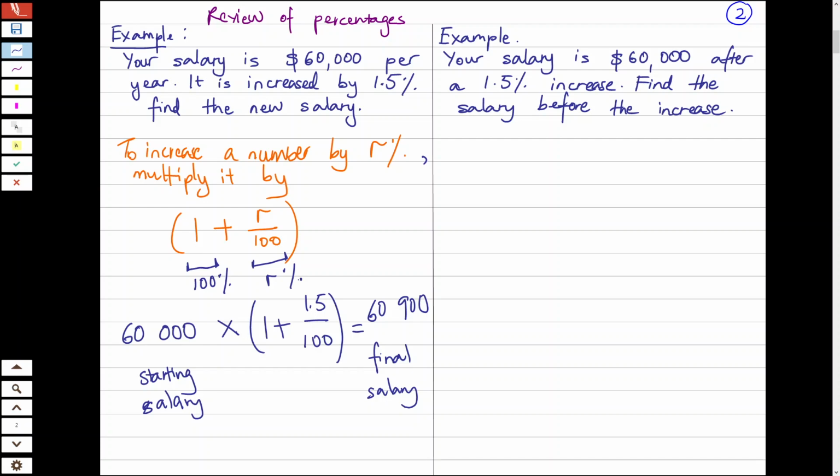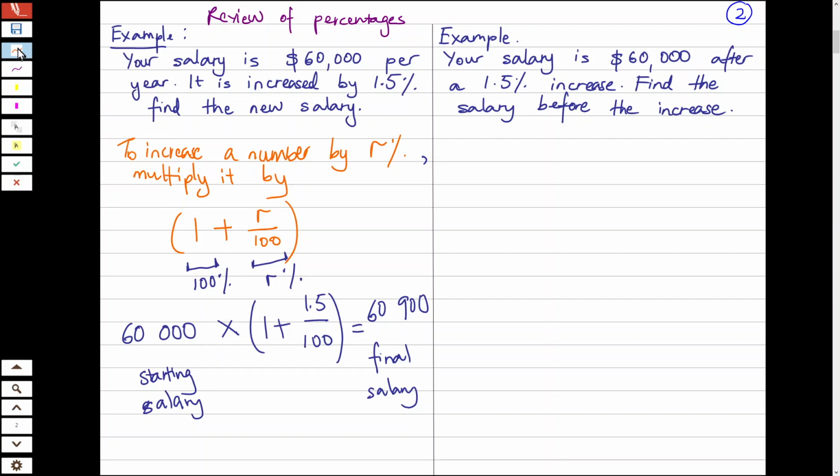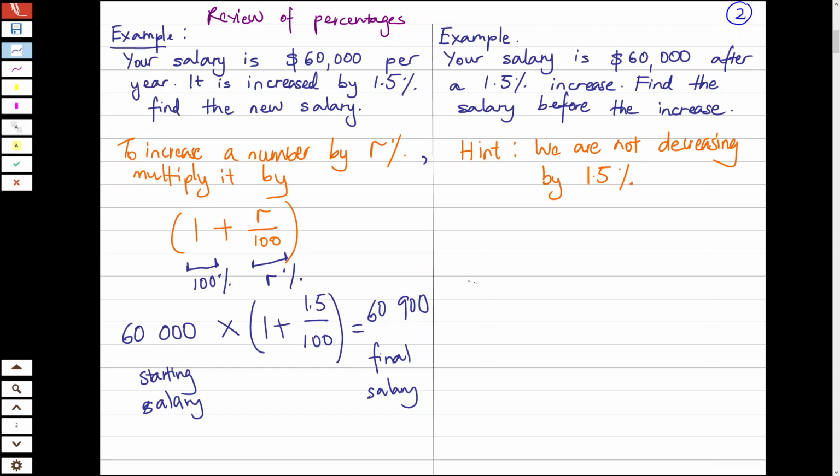Was anyone able to do the second question? I haven't told you how to do it yet. Take away 900? Is that what you're saying? Take away 900 instead of adding, because you're basically doing a decrease instead. Okay, so not quite. We are not decreasing it by 1.5%. Let me explain why. Isn't it like you have 60,000, and 1.5% of 60,000 is 900, so don't you just take it away? Be very careful.